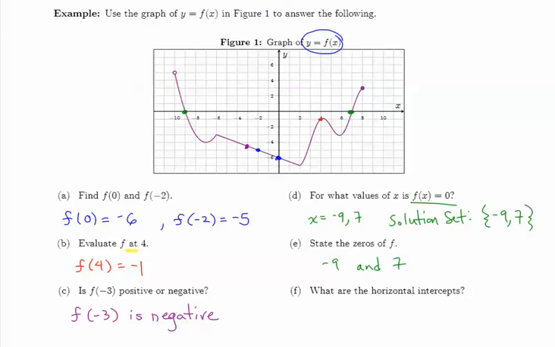And lastly, we're asked what the horizontal intercepts are. Now again, this is going to be where the y values are 0. Horizontal intercepts we're going to list as coordinates though. So we see the point (-9, 0), and we see the point (7, 0). Those are our horizontal intercepts.